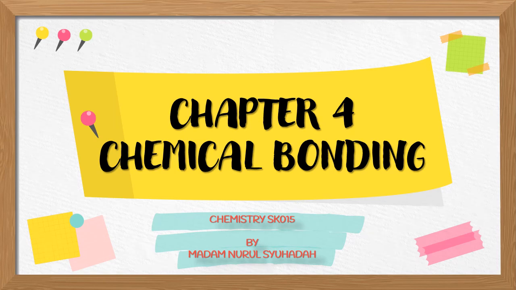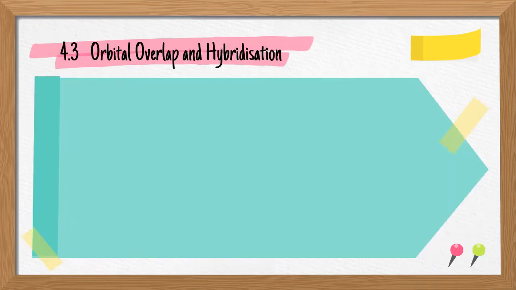Assalamualaikum and hi everyone. So this is a video for chapter 4, chemical bonding. In this video, we're going to discuss subtopic 4.3, orbital overlap and hybridization.